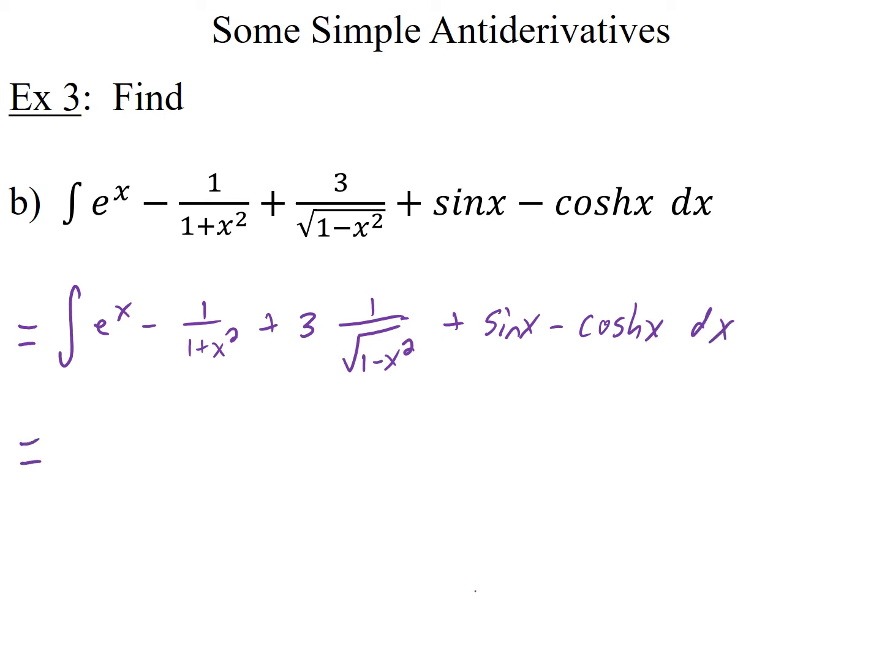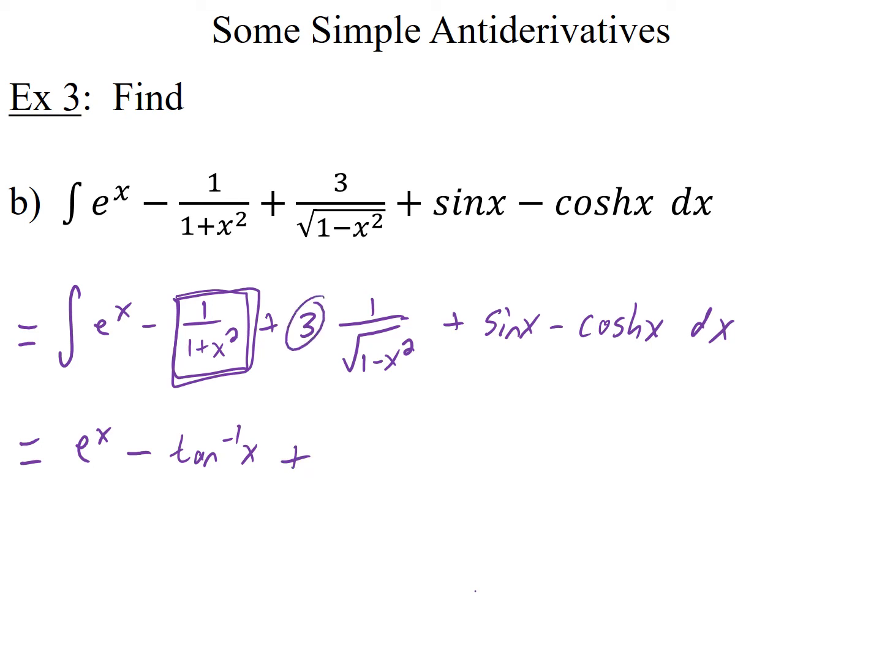Okay, now in this step, again, I'm going to take the antiderivative of each piece separately. So start with the e to the x. What's the antiderivative of e to the x? E to the x minus, now what's the antiderivative of this? Again, that's one you have memorized. It's an inverse trig function. That's tangent inverse. The derivative of tangent inverse is 1 over 1 plus x squared. So what's the antiderivative of 1 over 1 plus x squared? Tangent inverse. Okay, plus, next term.